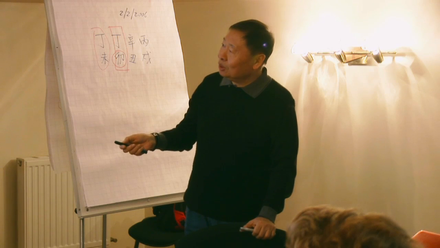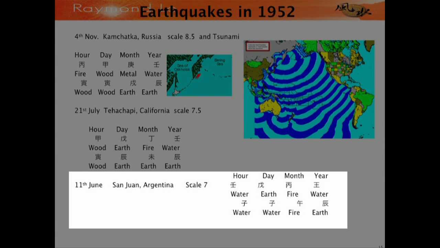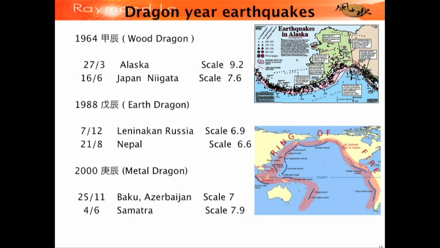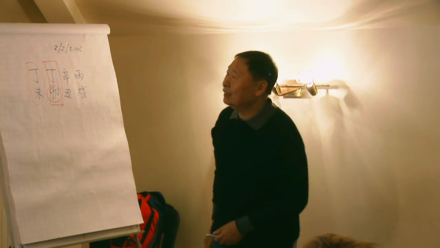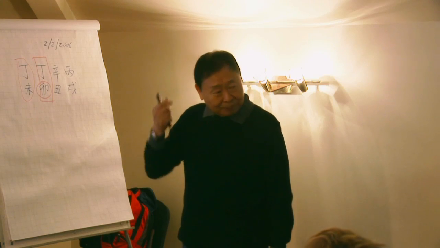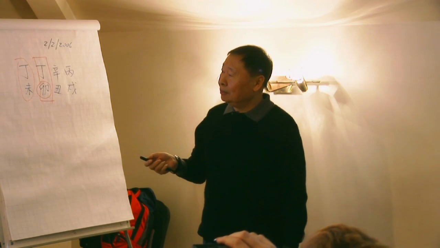You also have California: in 1952 there was a big earthquake, magnitude 7.5. And in Argentina there was a big earthquake on June 11. This is another dragon year, and this is the biggest earthquake on record, in Alaska, 9.2.